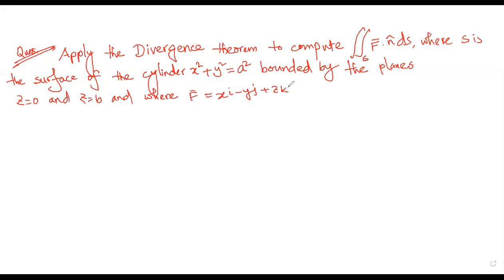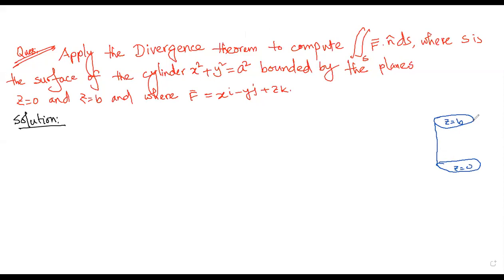Okay, this is f. According to the Gauss theorem or divergence theorem, we can write that the surface integral and volume integral are the same. In this case, we see that one surface is z equal to b, another one is z equal to 0, and this is a circle.